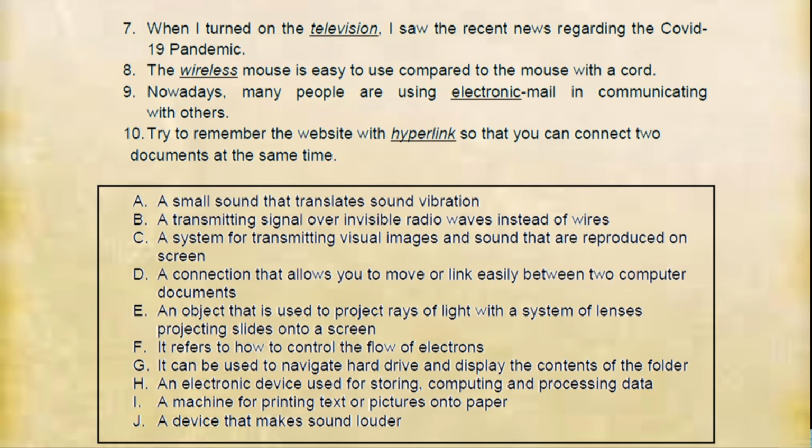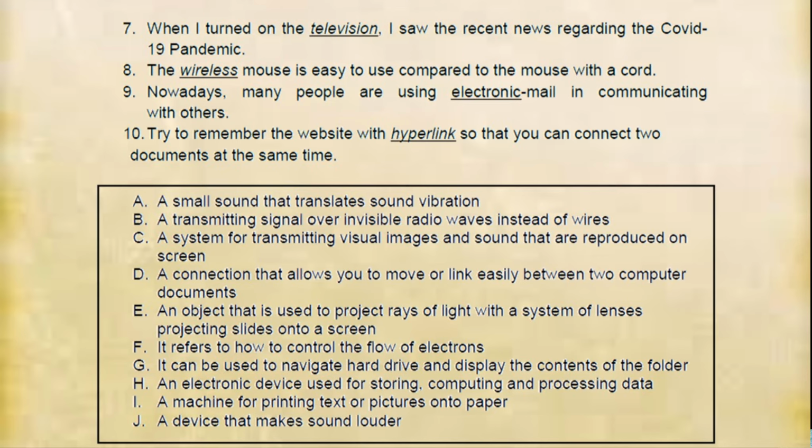A. A small sound that translates sound vibration. B. A transmitting signal over invisible radio waves instead of wires. C. A system for transmitting visual images and sound that are reproduced on screen. D. A connection that allows you to move or link easily between two computer documents. E. An object that is used to project rays of light with a system of lenses projecting slides onto a screen. F. It refers to how to control the flow of electrons.